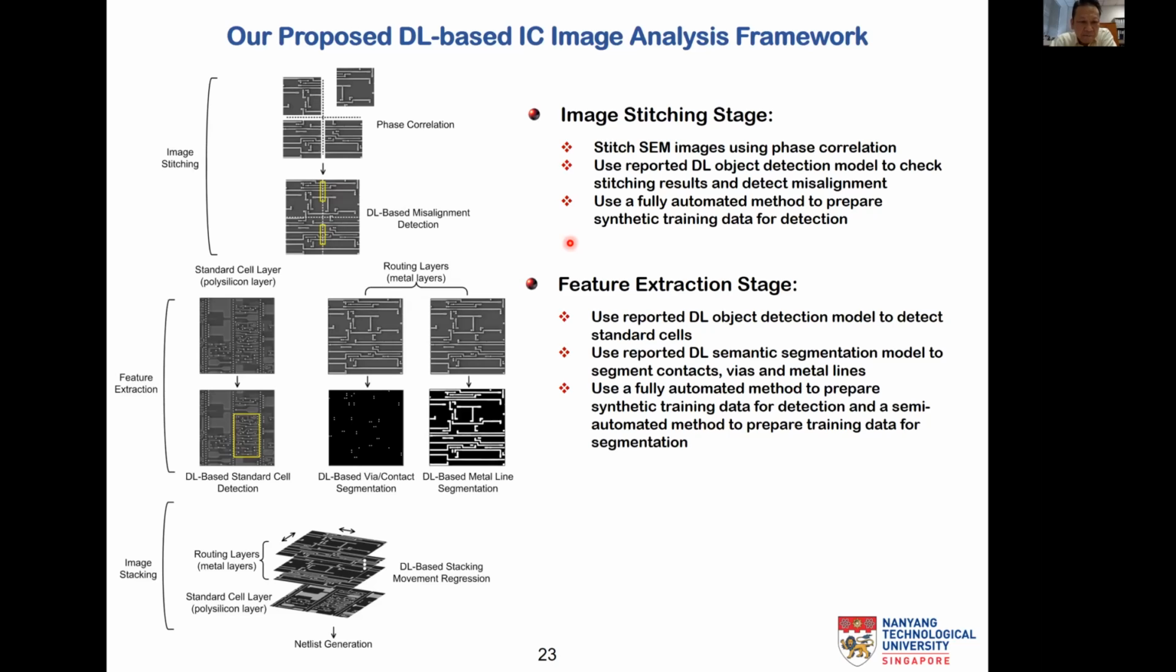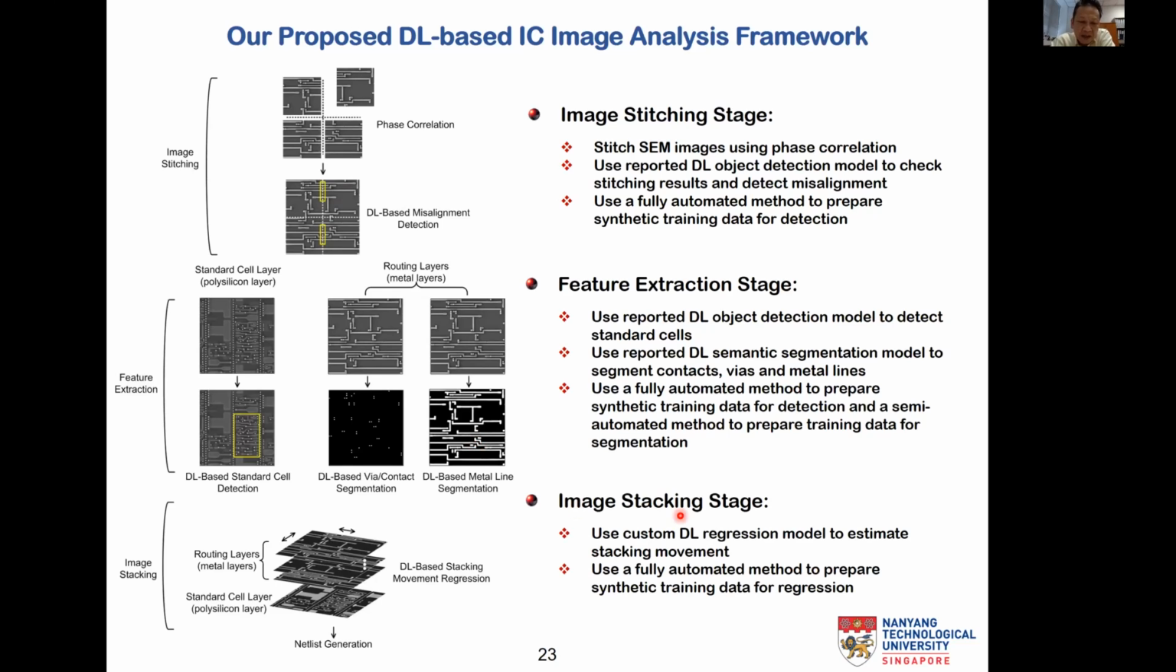We also do the feature extraction. Feature extraction is to extract the particular features of a cell in the image. And we also do the segmentation, to segment, for example, the metal line and via. And last but not least, we will do the image stacking. For image stacking, you have 10 layers of images, and each layer is about 200,000 images. Then you have to stack them together, so we are using a custom deep learning regression model. Let me go into detail now.